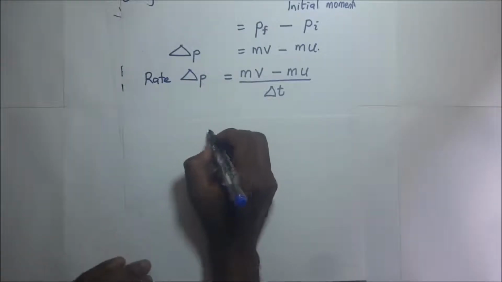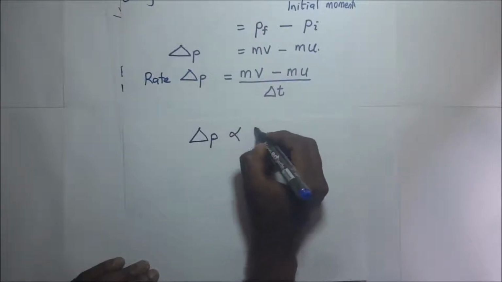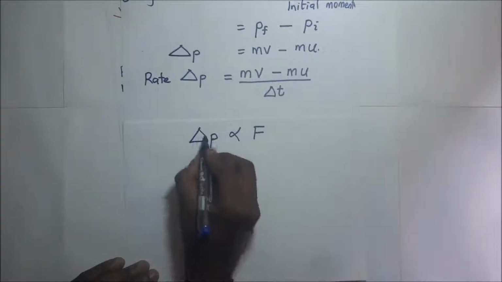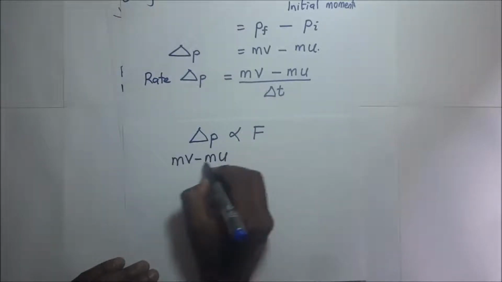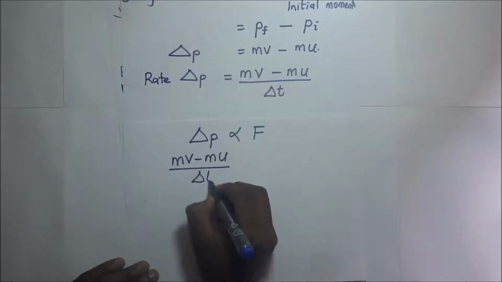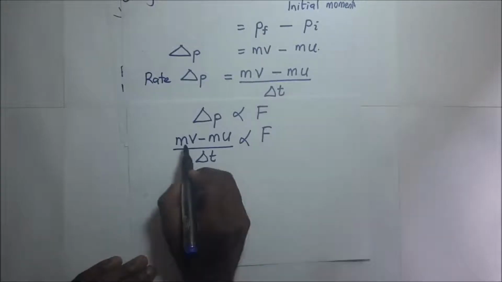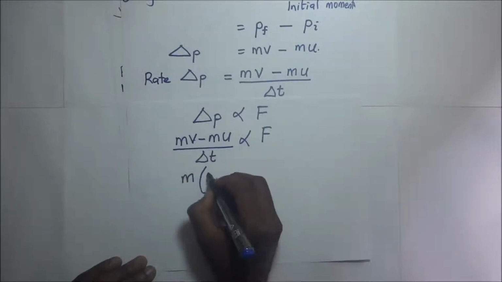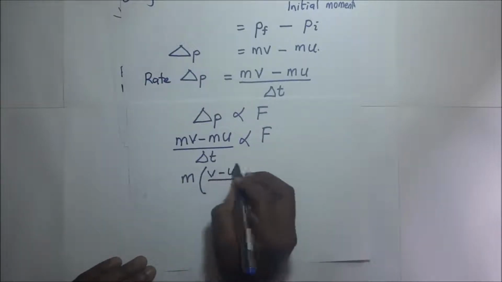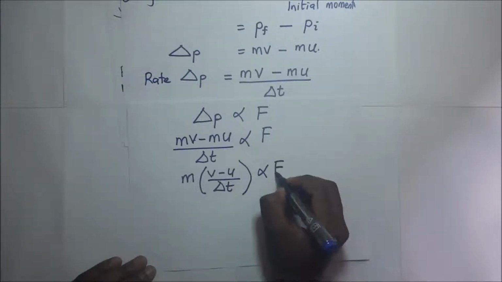So according to Newton's second law of motion, the rate of change of momentum is directly proportional to the force applied. And in this case, the rate of change of momentum is mv minus mu divided by the change in time, which is directly proportional to the force applied. Now, if we factorize out the m, the mass, we have m into v minus u over the change in time. That is directly proportional to the force applied.